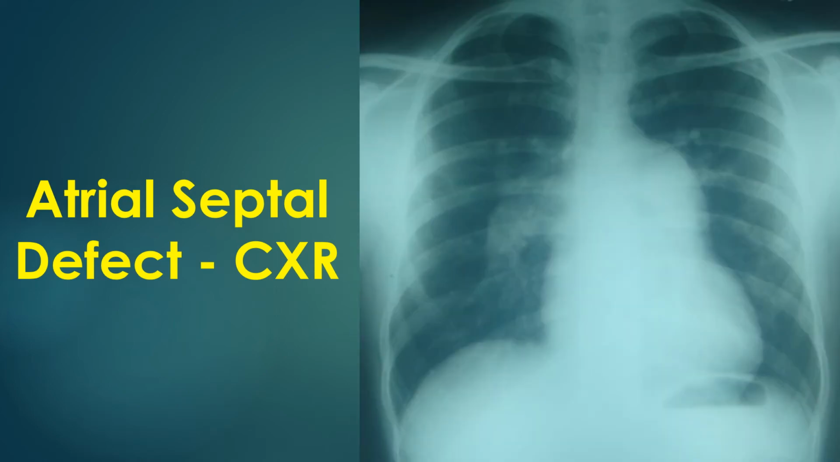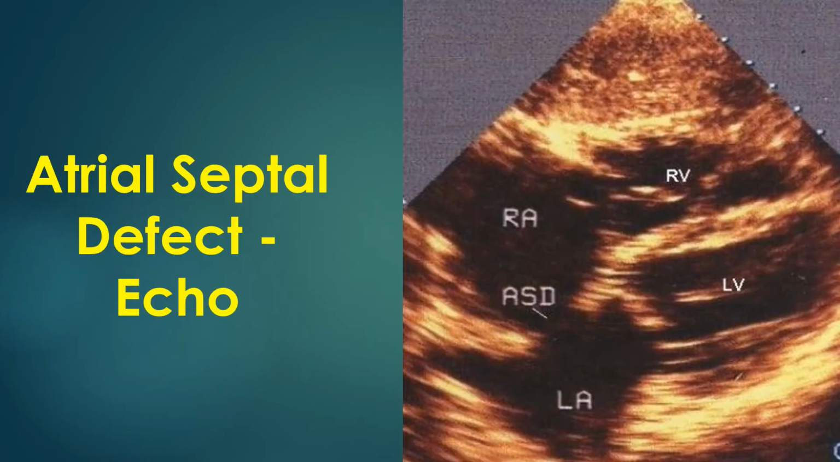X-ray chest PA view in another person with ASD and pulmonary hypertension. Prominent main pulmonary artery, right pulmonary artery, and left pulmonary artery behind the main pulmonary artery, and end-on views of dilated branch pulmonary arteries are seen.